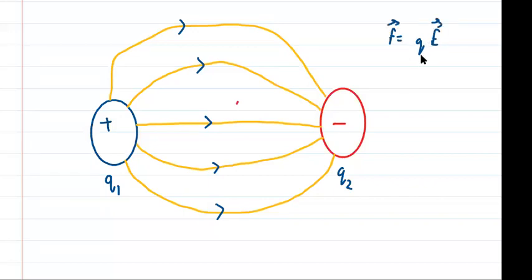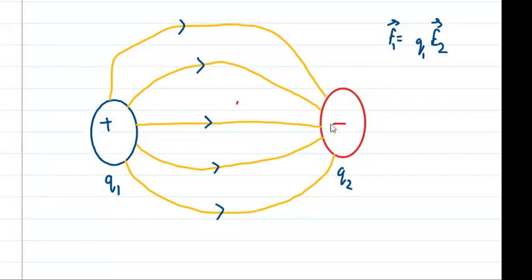Now the question is, sir, what is this Q? This Q is any charge that you are taking, the one on which you want to find the force. What is this E? This E is the electric field due to the opposite charge. For example, if I want to find the force on Q1, then this E should be due to Q2. Yes or no? Is it understood?